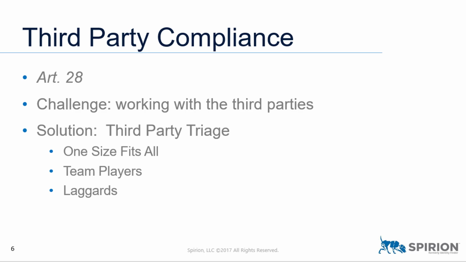So what I do typically is break this up into third-party triage, essentially. So I have one group, the one-size-fits-all group. So these are the giant companies, the giant cloud-based companies. I won't mention any names here, but these are the ones that give you the data processing addendum I mentioned earlier and say, here you go, take it or leave it. So there's not a lot you can do with those folks. The second ones are what I call the team players.